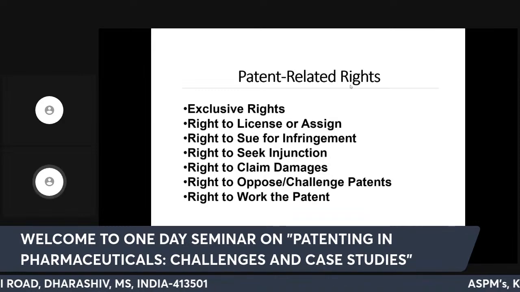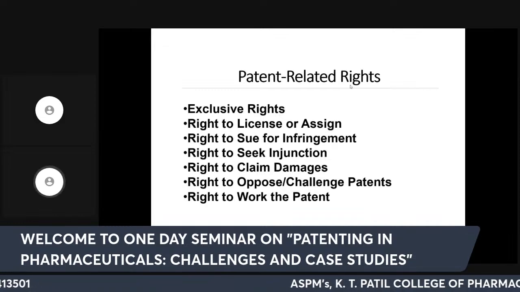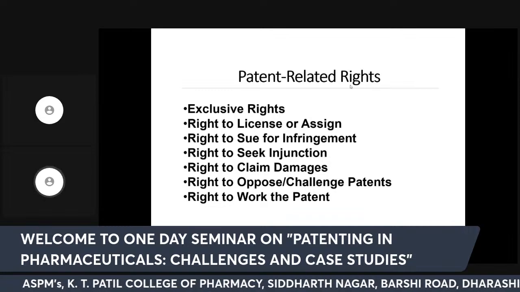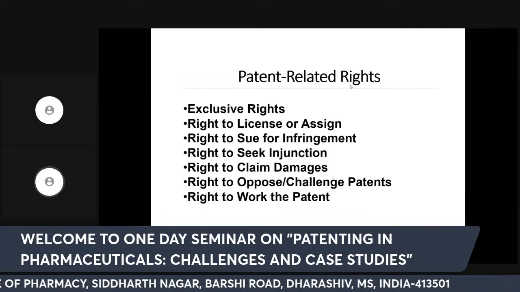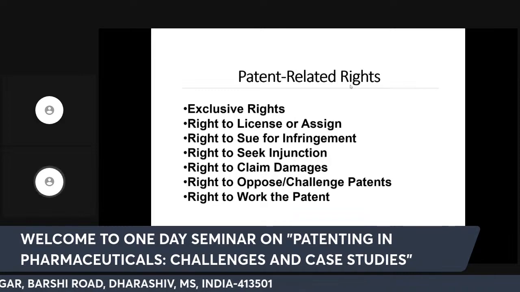Now, right to sue for infringement. If someone uses the patent without permission, the owner can take legal action. If someone uses your work without your permission, we can take legal action against that person. Now, right to seek injunction. The patent holder can request a court to stop unauthorized use.